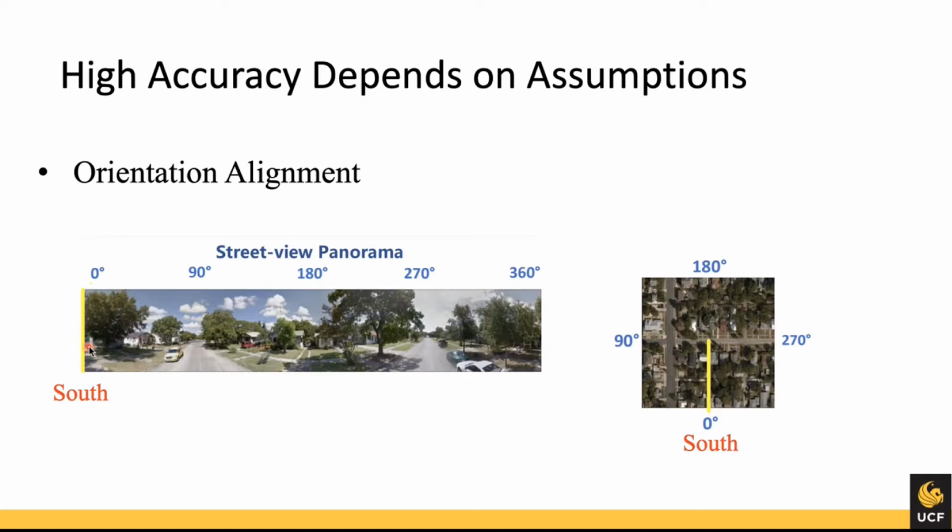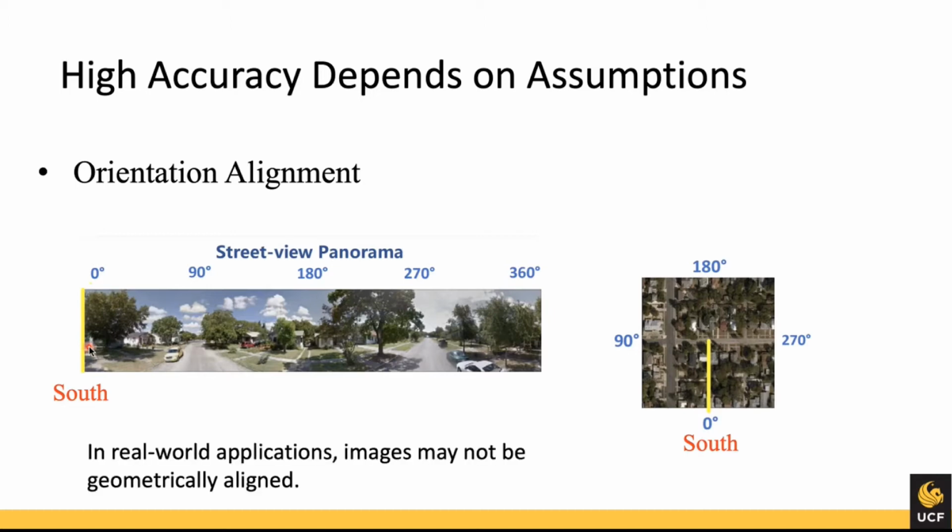But in real world applications, images may not be geometrically aligned, right? Maybe I have a reference database that is not aligned in this way, with south pointing in this direction, or maybe I have a street view image that can be shifted a couple of degrees, maybe to the right or other directions.